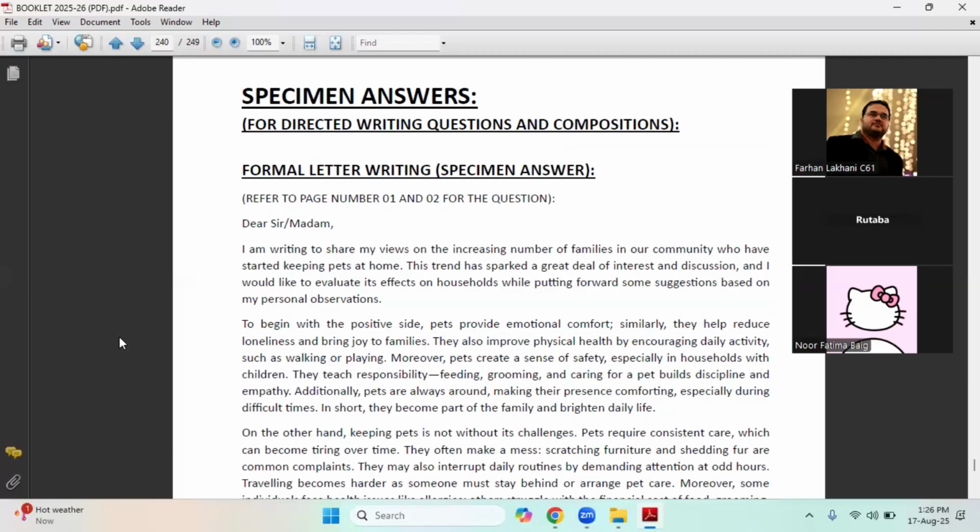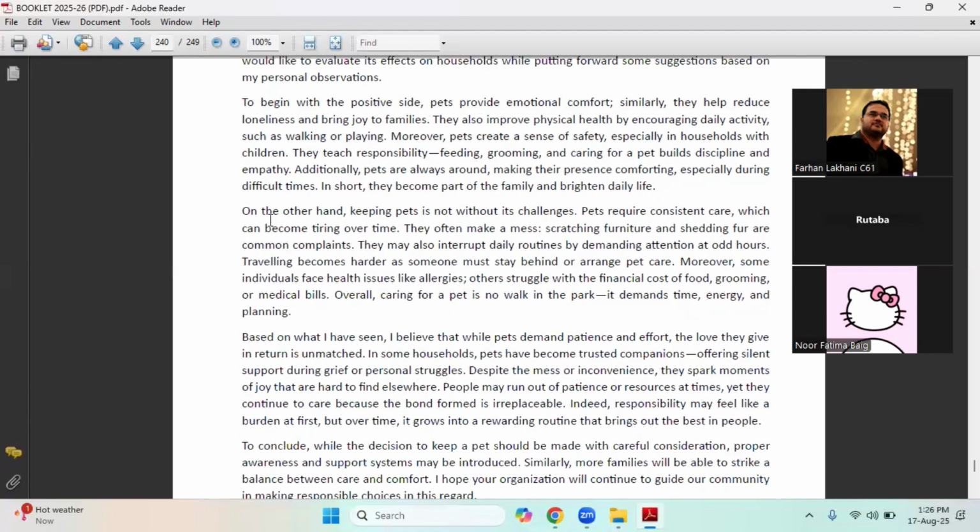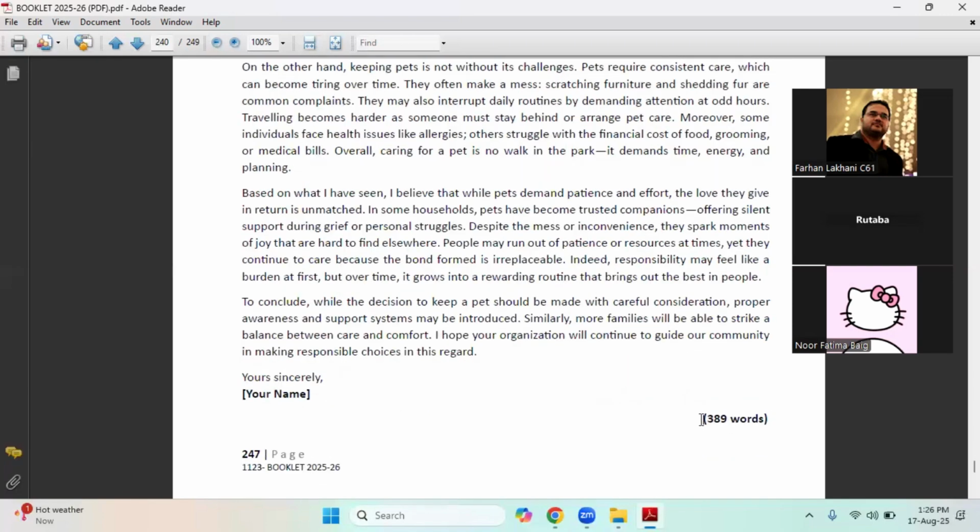So now what I want you to do, this is actually the specimen answer of the formal letter practice question that you have just done about eating pets at home. All right. Now I want you to go through the whole letter. First, emphasize upon the word count. It says 389 words. I've actually purposefully written more than 350 words. The word limit is 250 to 350, which the question will mention and which is always there. I have purposefully extended the word limit.